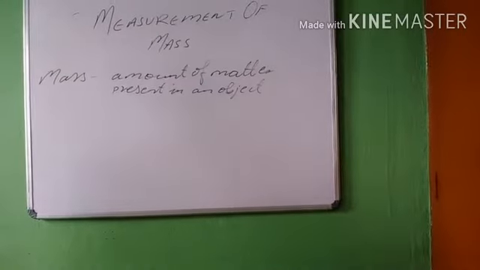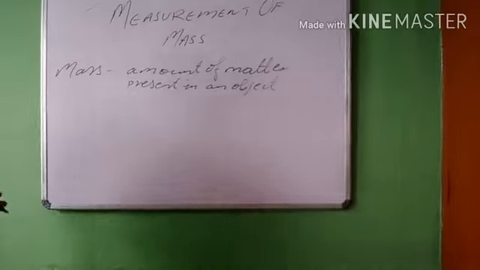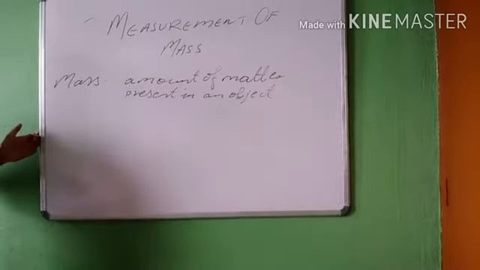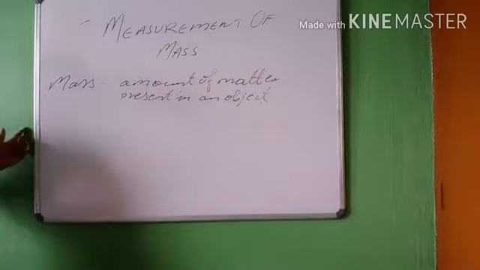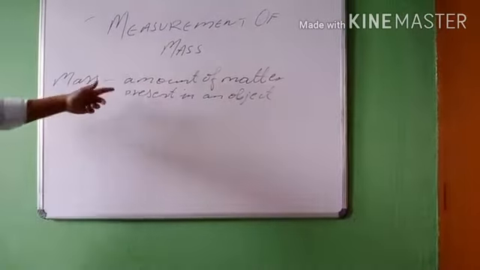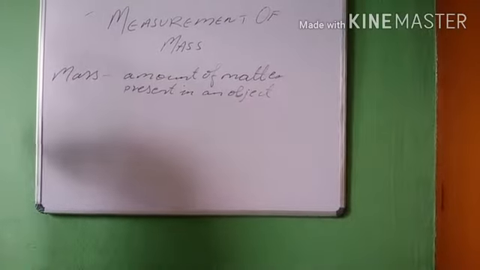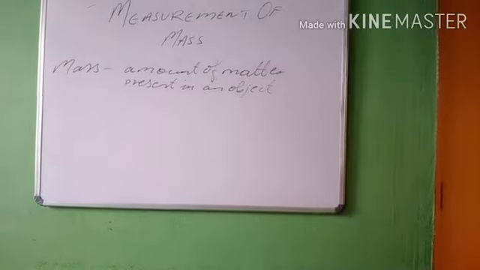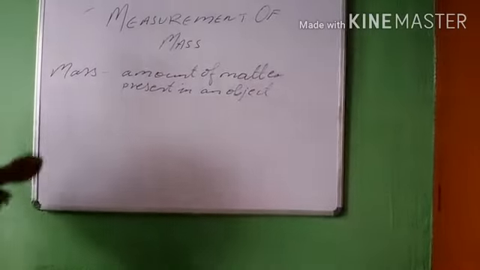If an object is lighter, you can say the amount of mass is very less there. If an object is heavier, you can assume that it has more mass in it. The presence of matter makes an object lighter or heavier. Suppose it has more amount of matter, its mass is large. If it has less amount of matter, its mass is less. And we measure mass in kg, the unit of mass.